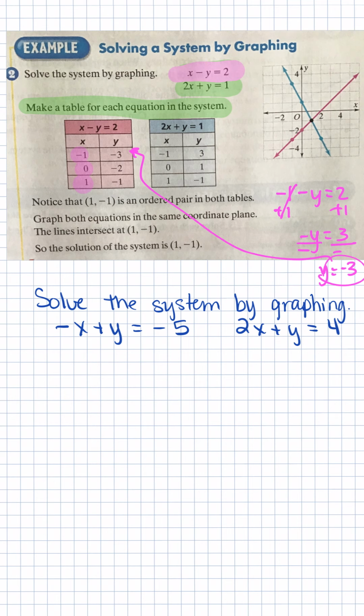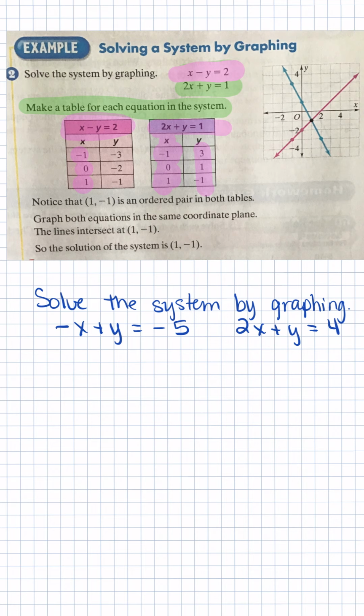Okay? So for each of these, all we did was take a random number, -1, 0, 1, plug it into the equation, and solve for y. Same for this one. We took x, just decided on some random numbers, plugged it in, solved so that we got the y coordinates, so we then could graph it.